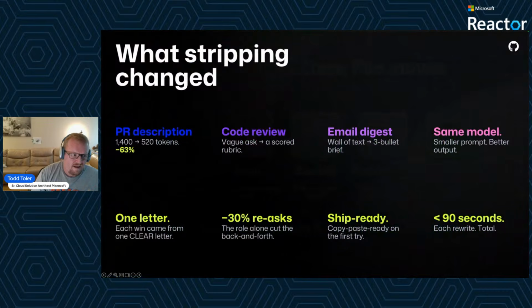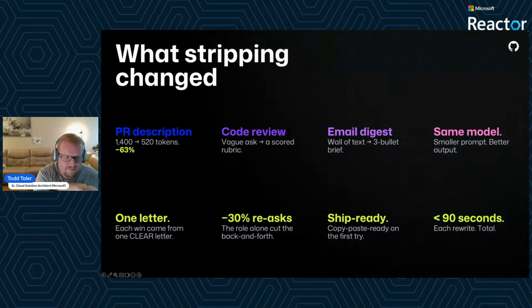We're going to look through kind of what changed. I'm not going to dive into that part, but one of the things that we looked at is every one of those wins came from a single CLEAR letter. This is something that we did with some of our examples, and you see that PR descriptions, code reviews, all these things can be dropped down and made much more efficient. And that's the goal of today, and that's what we're trying to get to.